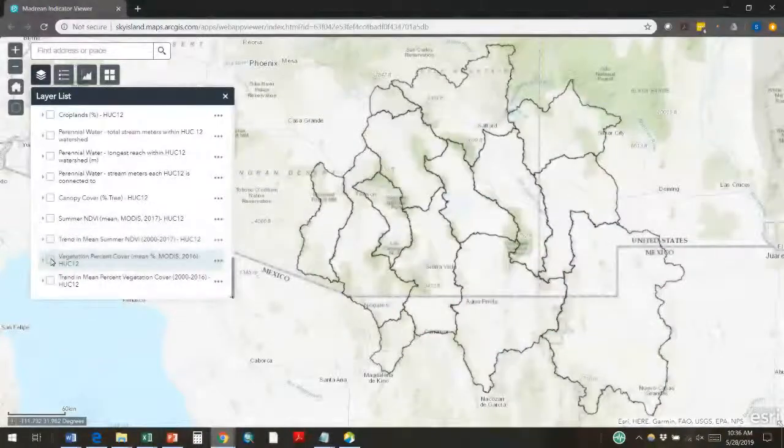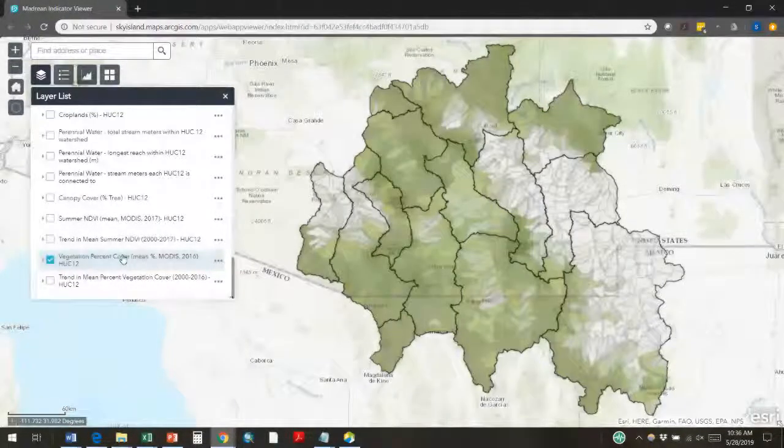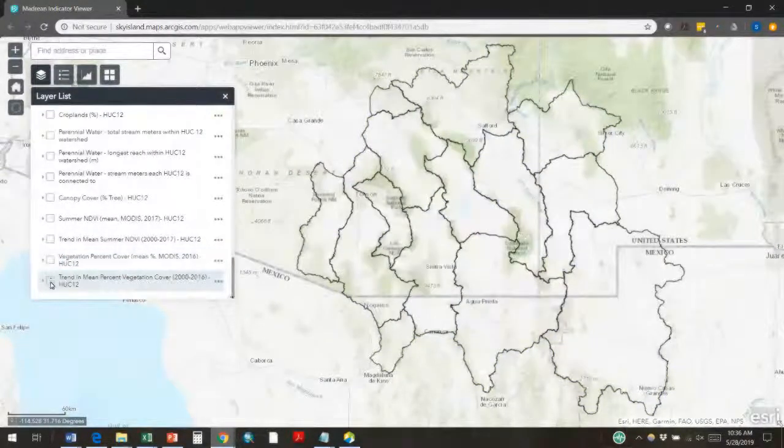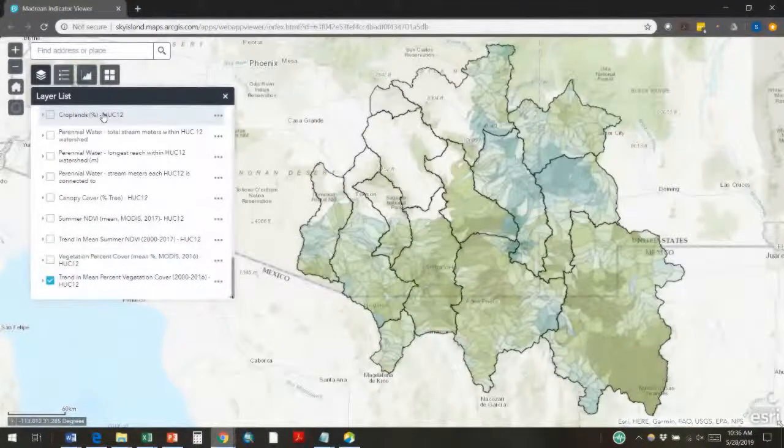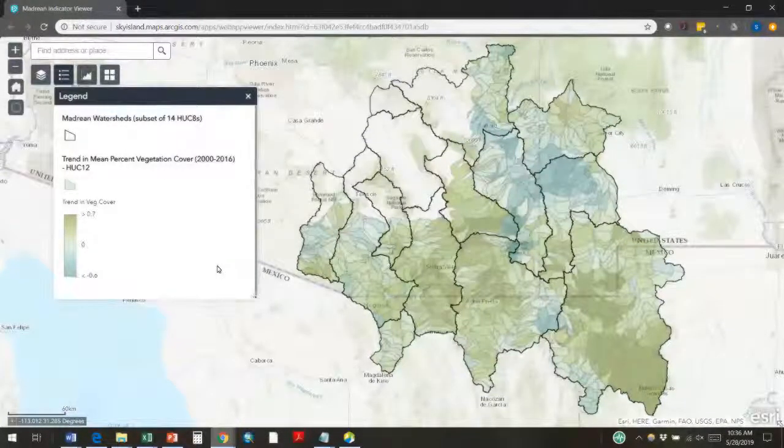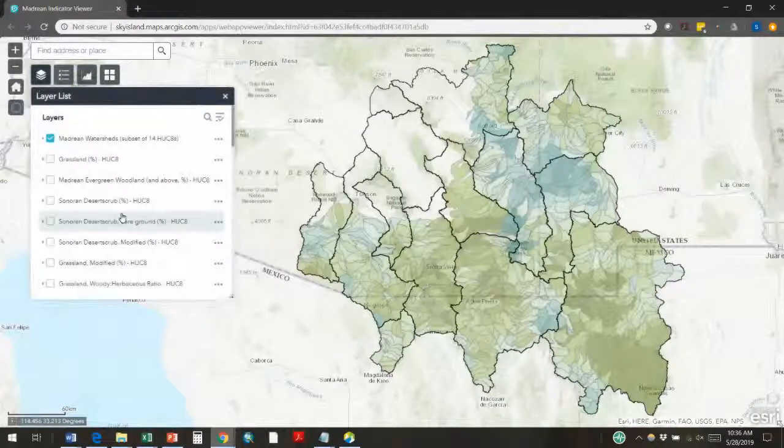And then similarly, we have from MODIS the vegetation percent cover, just in the most recent year. And we also have the trend in that vegetation percent cover. So let's see if this is the legend. These more olivey areas are getting more vegetation cover. This is, I think, cumulative through the year, and these bluer areas are getting less, trending downwards. There we go. Finally loaded the rest of it.